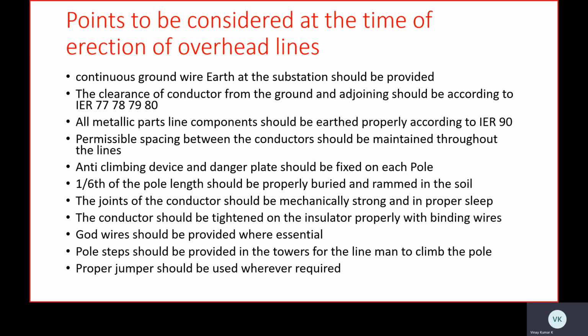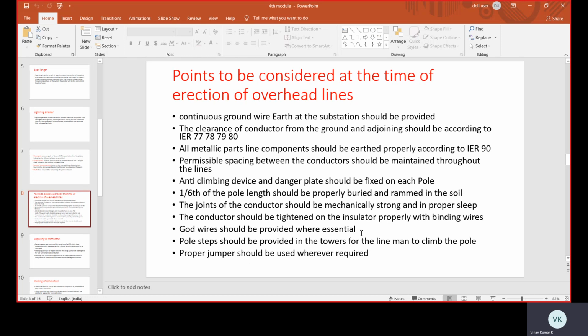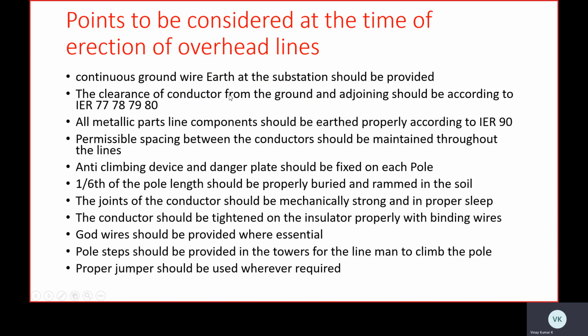The next thing is, all the metallic parts, lines and components should be earthed properly according to IER 90. So whatever different metallic parts we can see and are using in our conductor structures, these should be properly earthed. The metal parts placed in the conducting materials or in our erecting places should be properly earthed according to IER 90.